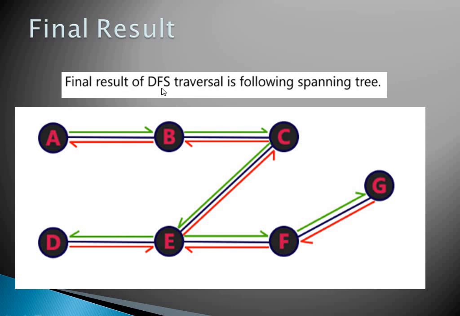So your final result of the DFS traversal will become a final spanning tree, right? You can add all those elements with the edges, and that is the final spanning tree of the DFS traversal, right? And the other remaining edges which are non-visited will be removed. So this is all about your DFS traversal. Thank you.